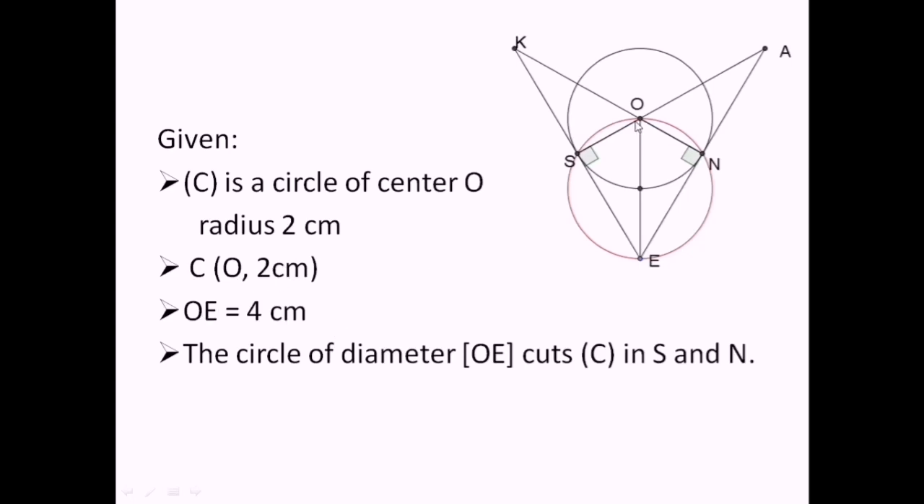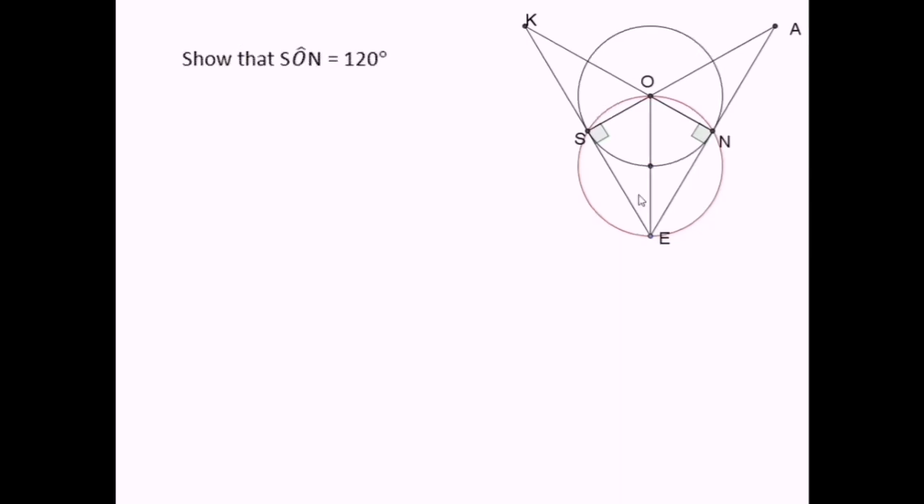OE is equal to 4 centimeters. The circle of diameter OE, this red circle, will cut the C in S and N. A circle of diameter OE, then the radius will be also 2. Now we want to show that SON, the angle here, is 120 degrees.